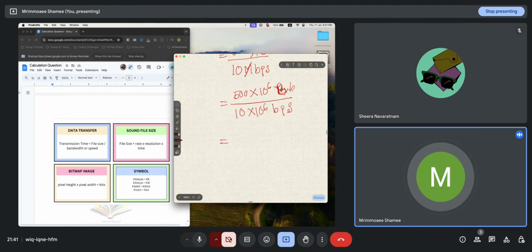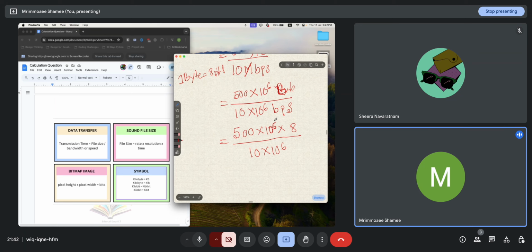So we just convert this to bits. We all know that 1 byte equals 8 bits, right? So that means this will be 500 into 10 to the power 6 into 8, divided by 10 to the power 6. So this will be the answer for question number 1.